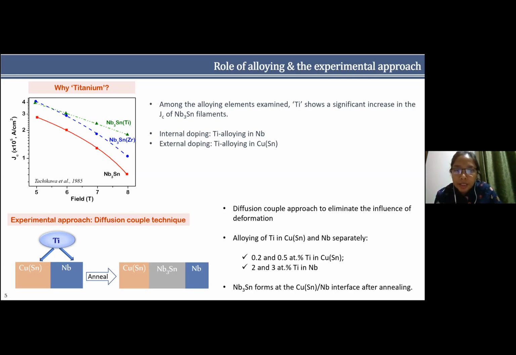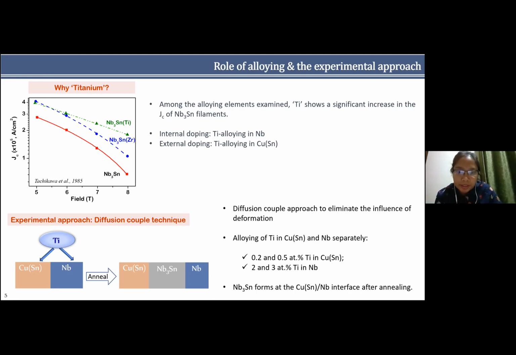In this case, we have implemented a diffusion couple approach. So what is the diffusion couple approach? In this approach, you join two dissimilar materials. In this case, we are joining bronze with niobium and then annealing it at a certain temperature and time. And these alloys we have prepared in-house in such a way that we could alloy titanium into both bronze and niobium separately, but in a systematic manner.